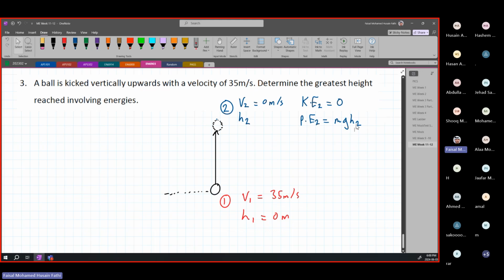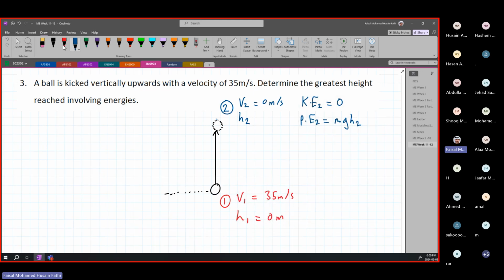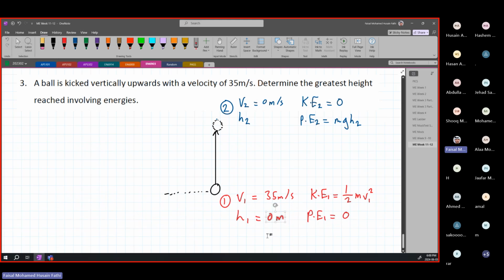All right, this is why I said you guys need to know these equations by heart. Same thing again, you're going to apply for the bottom ones. So KE1 is not equal to 0 because we have a velocity, so half mv1 squared. And potential energy 1 is equal to 0 because our height is 0. All right?